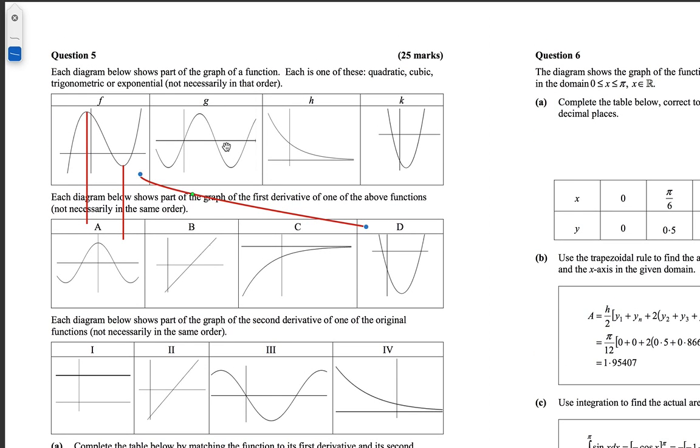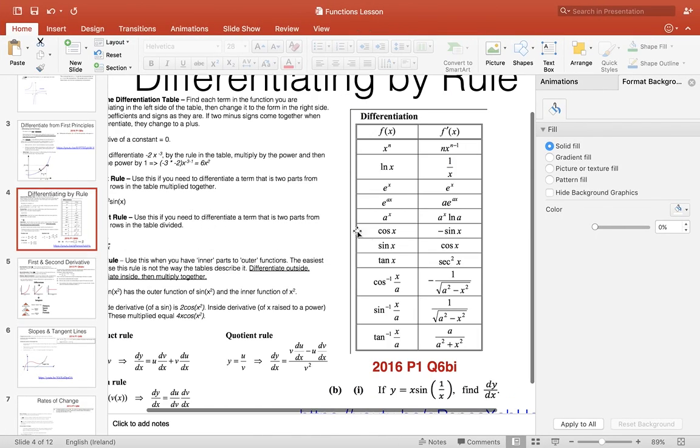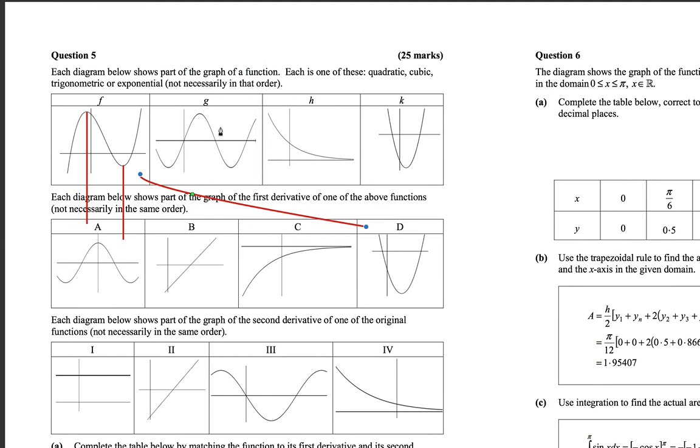This is a trigonometric function. Trigonometric functions always derive to trigonometric functions. If we look at the table here, cosine goes to sine, sine goes to cosine, and so on. You can't escape that loop. So this is going to go to another trigonometric. This is a sine one.